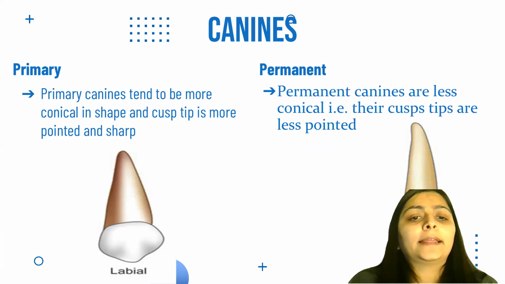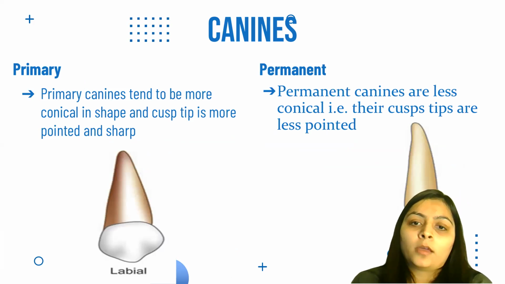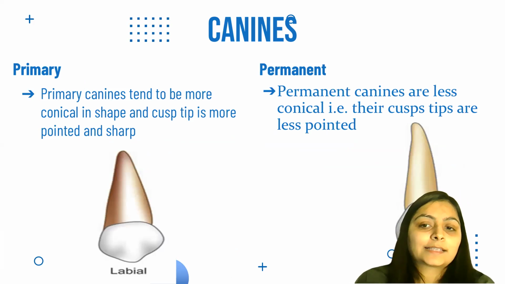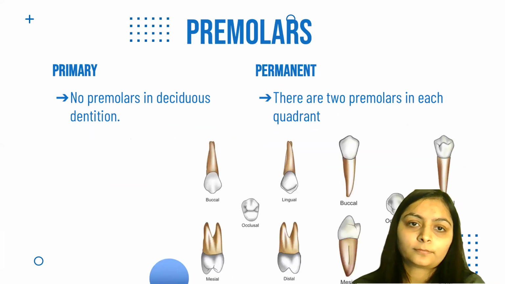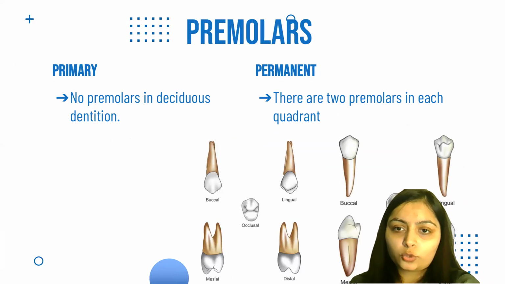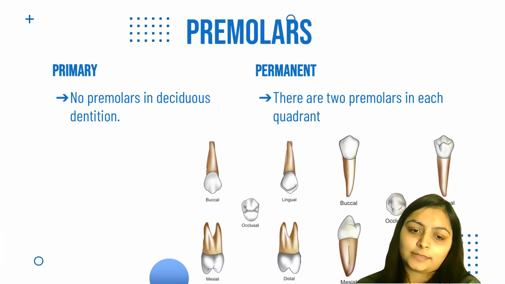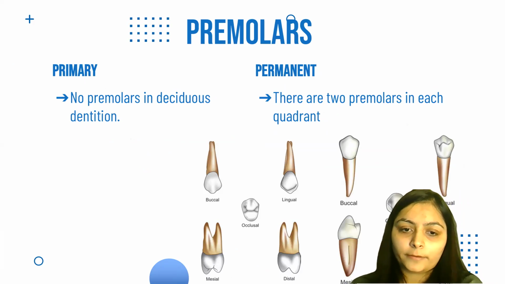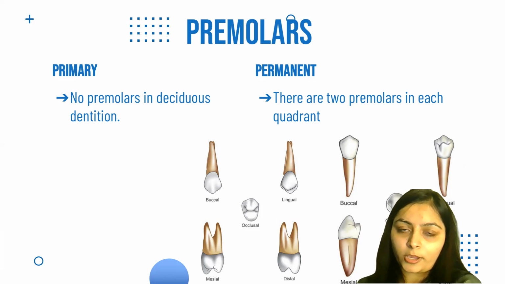In canines, primary canines tend to be more conical in shape. The cusp tip is more pointed and sharp, whereas permanent canines are less conical and their cusp tips are less pointed. Premolars: in primary teeth, they do not have premolars, so there is no comparison between the two. In permanent teeth, two premolars in each quadrant will be present, and its buccal, lingual, mesial, distal, and occlusal views have been put here in the picture.